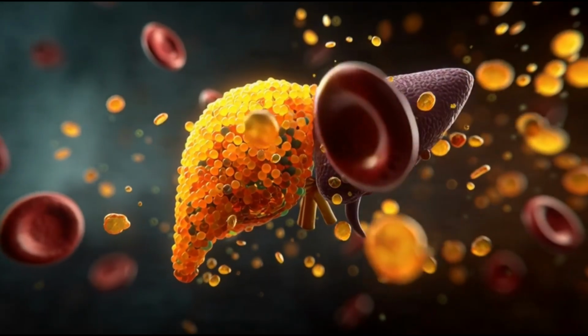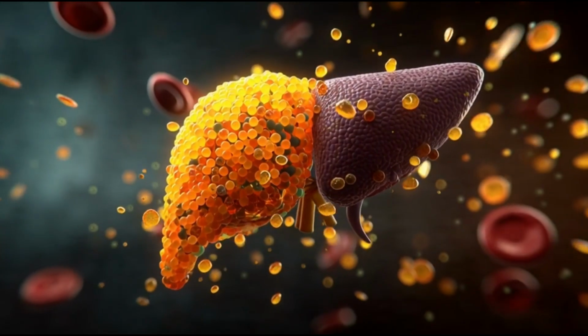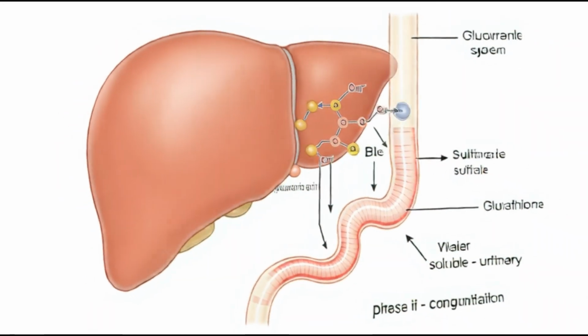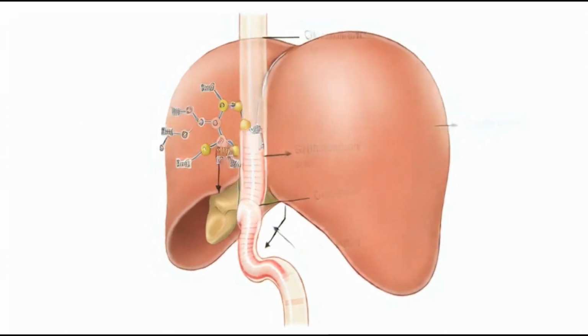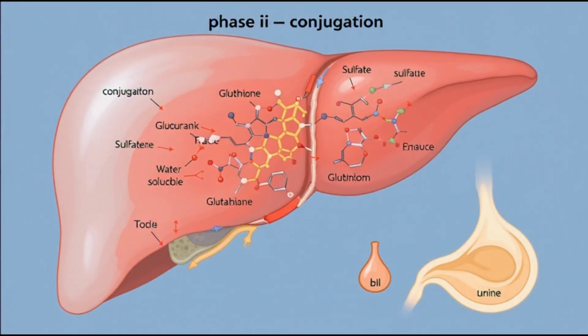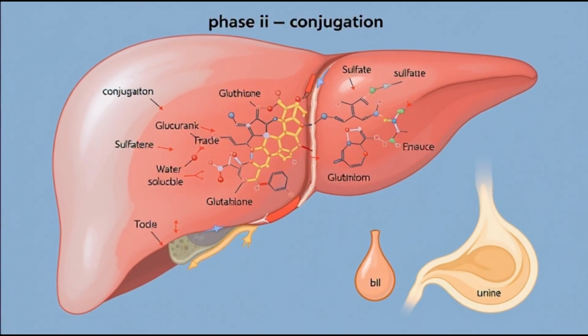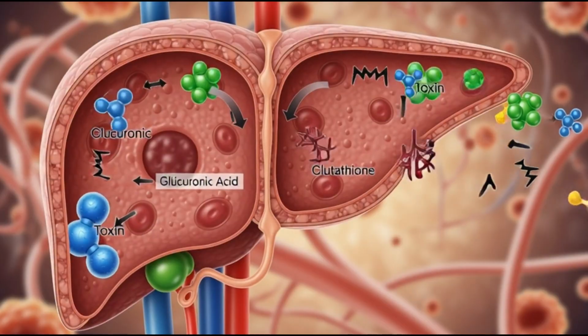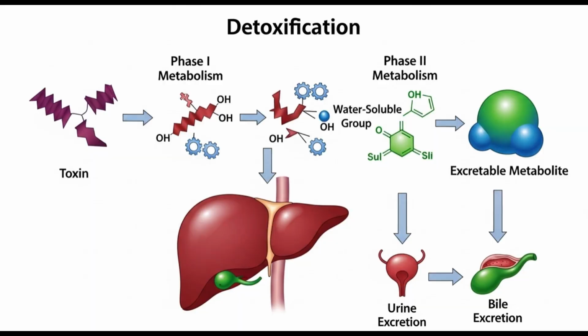Phase 2 Detoxification. In Phase 2 detoxification, the liver performs conjugation reactions. The liver attaches substances such as glucuronic acid, sulfate, or glutathione to toxins. This makes them less toxic, water-soluble, and easy to excrete in urine or bile. Phase 2 is essential for safely eliminating toxins from the body.